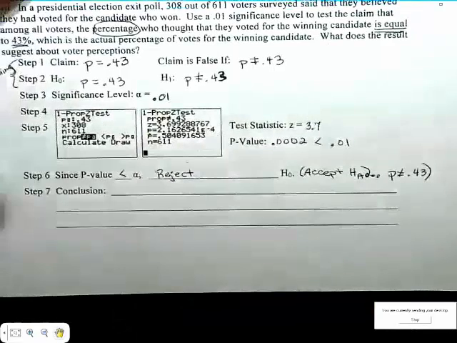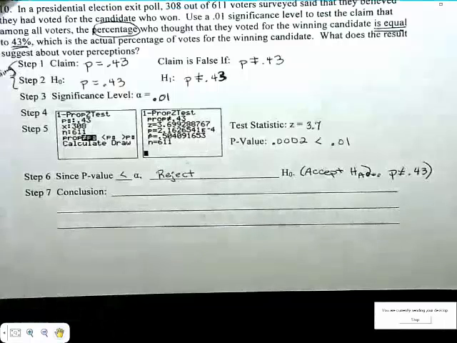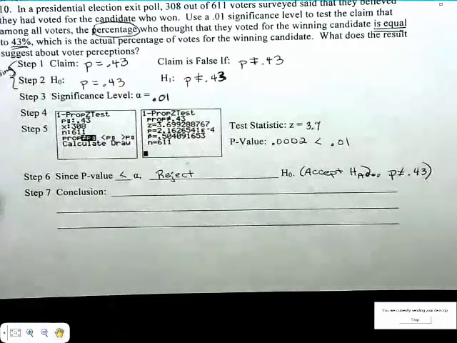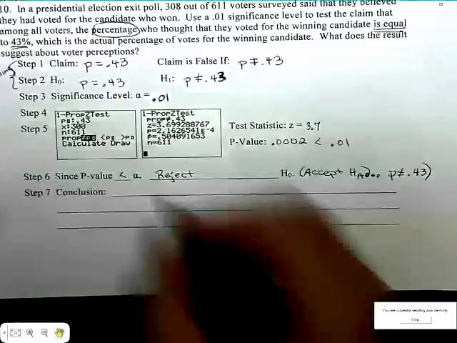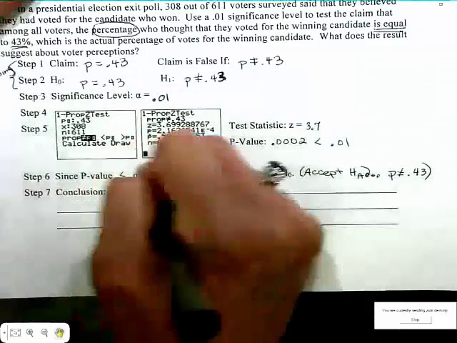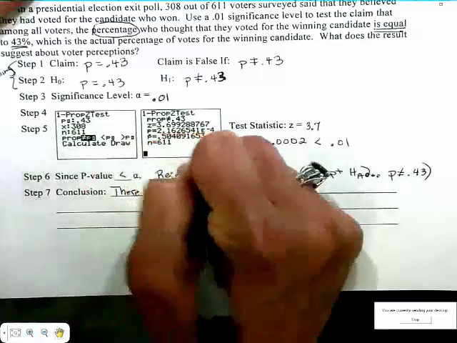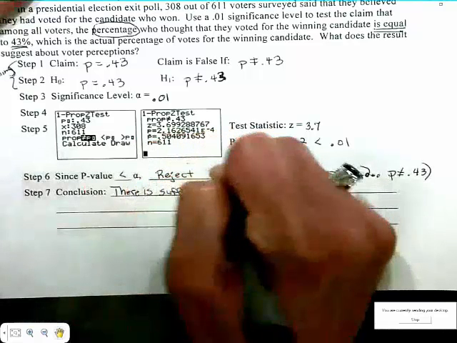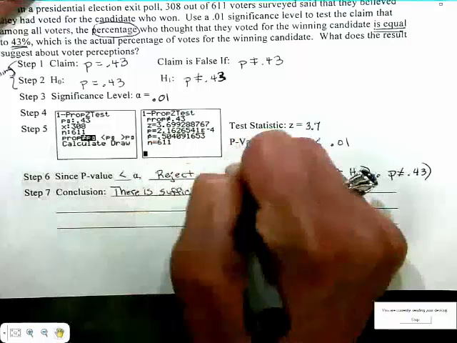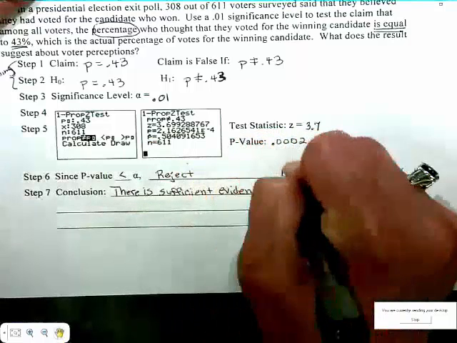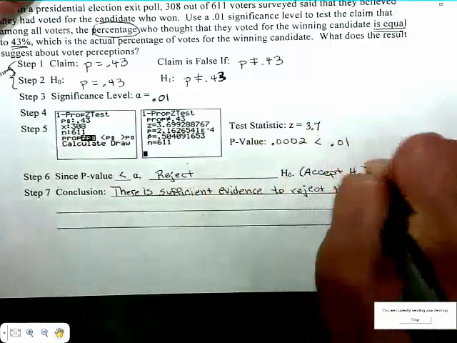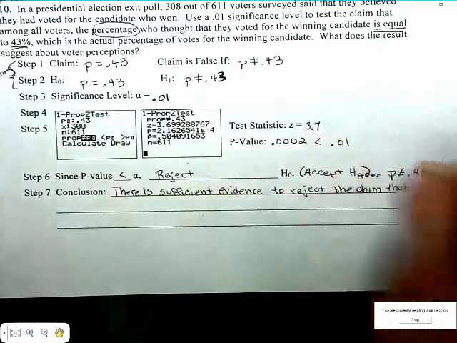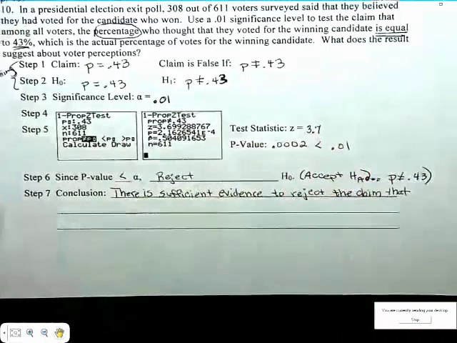But my final conclusion is always going to begin, there is enough evidence or there is not enough evidence. Which one is this? There is enough evidence. There is sufficient evidence. Are we accepting the claim or rejecting the claim? Yep. And what was the claim?